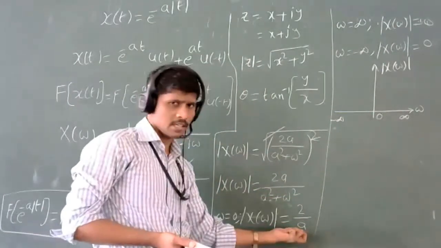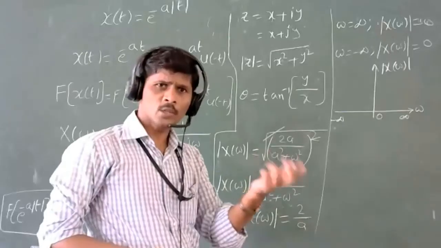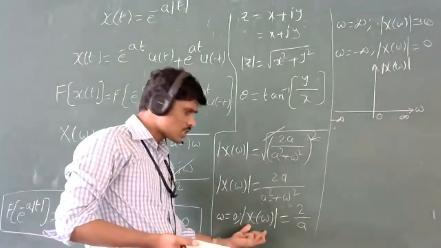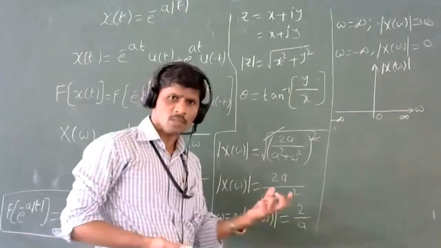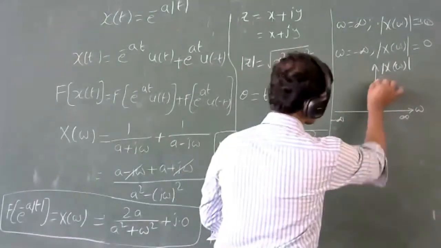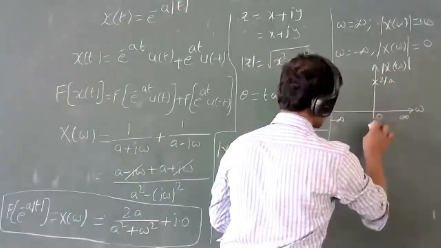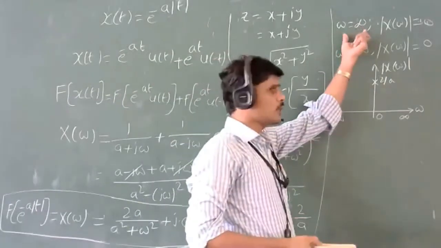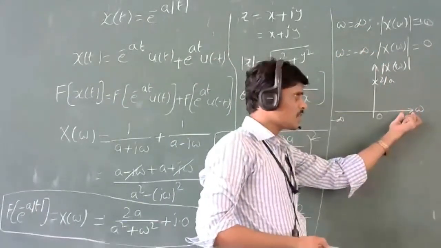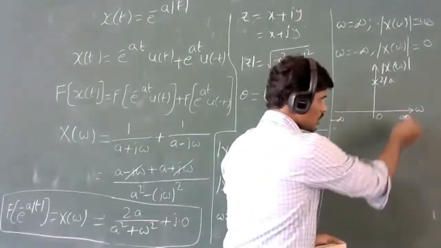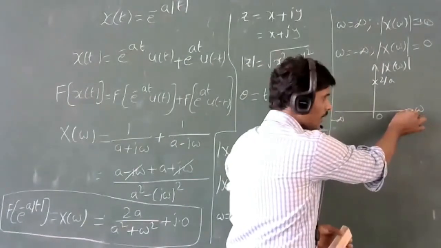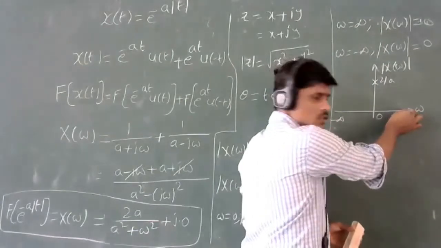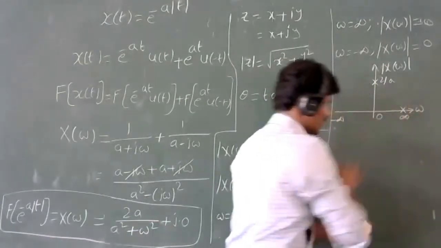When a is an integer, that integer may be 1, 2, 3, 4, like that. So at omega is equal to 0, what is the magnitude? 2 by a, which is some constant value. So this is 2 by a at omega is equal to 0. If omega is equal to infinity, that is on the positive x-axis. So this is omega is equal to plus infinity. At omega is equal to plus infinity, what is the magnitude value? 0. So 0 means on the x-axis. This is another point.